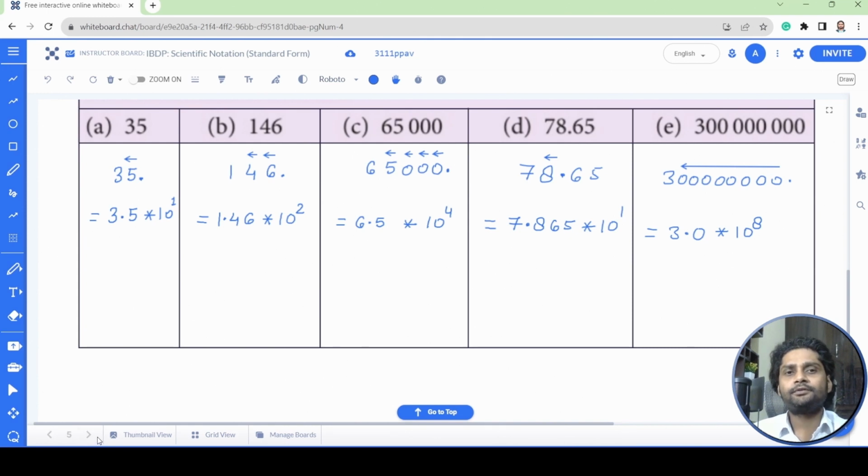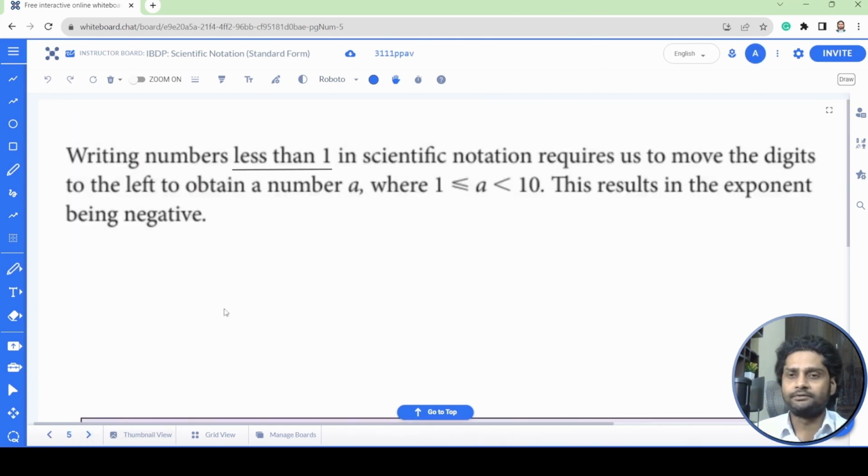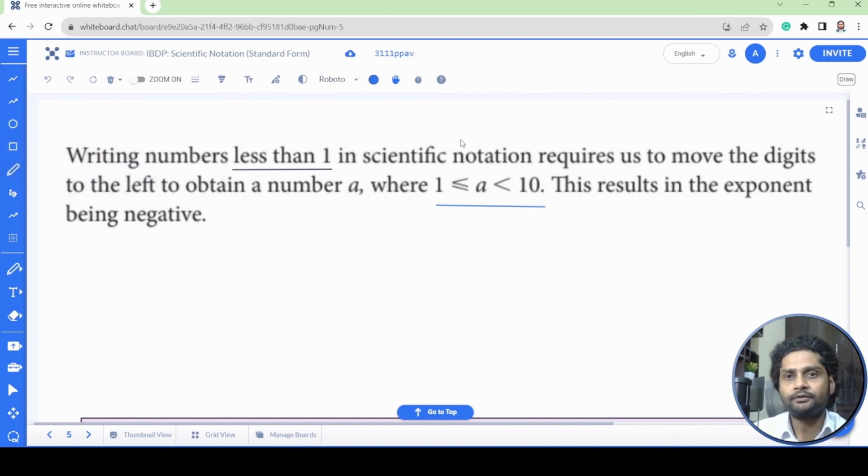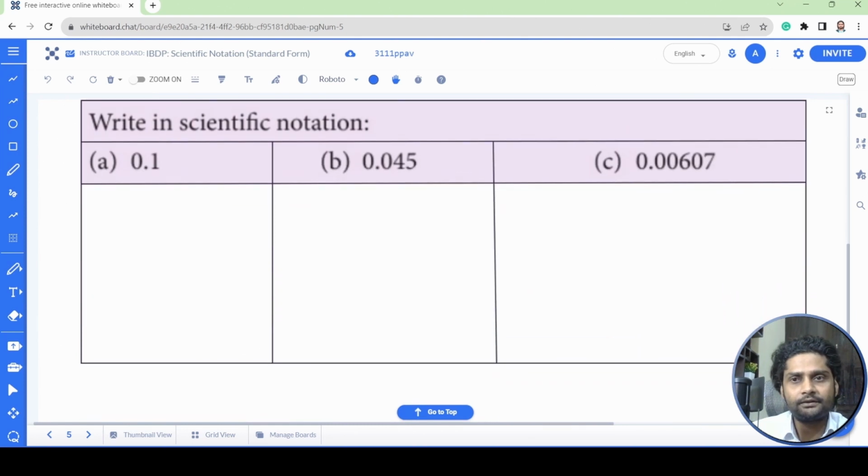Let's take examples of a couple of smaller numbers. We still have to follow the same format, that means the number in the format of a times 10 raised to the power of k. So the a has to be between 1 and 10, where a cannot be equal to 10 because as it becomes equal to 10, it will further be combined with the exponential term that we don't want. Okay, so I already have got some examples here.